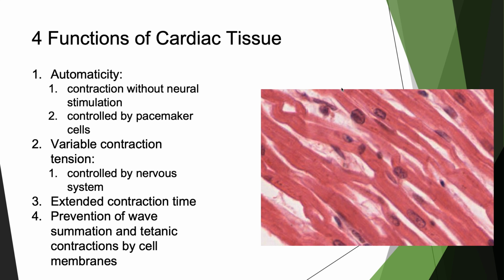Some of the functions of cardiac muscle tissue: you have autorhythmicity, or contraction without neural stimulation, and it's controlled by what we consider pacemaker cells. You also have variable contraction tension, which is controlled by the nervous system. You can have extended contraction time and the prevention of wave summation and tetanic control by cell membranes.